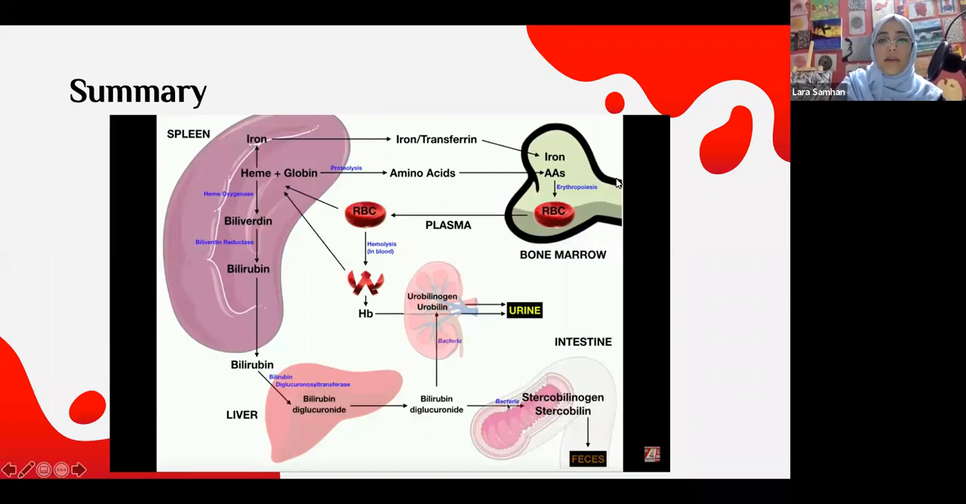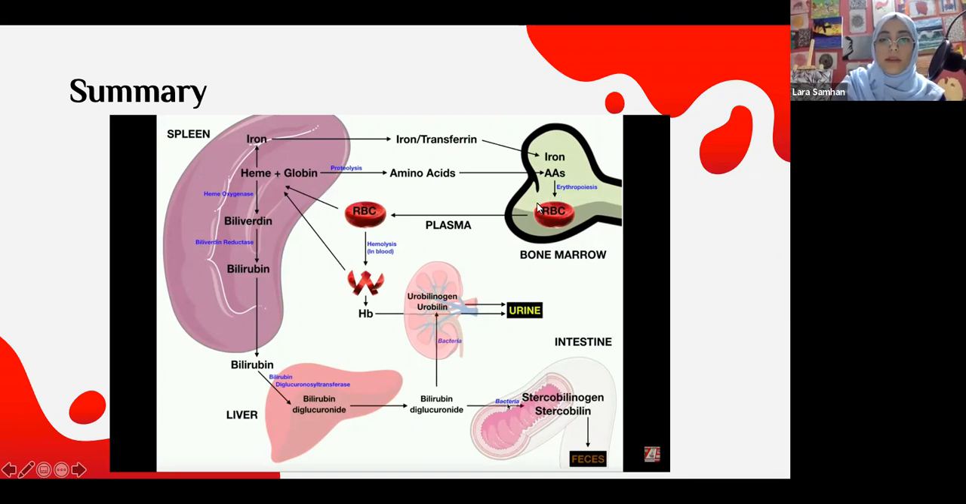So let's talk about how the RBC basically gets formed. As we know, RBC is going to be formed. This is the bone, this is kidney, liver, and the spleen. Now, RBC is going to be formed in the bone marrow, once it is formed, with the help of erythropoietin.